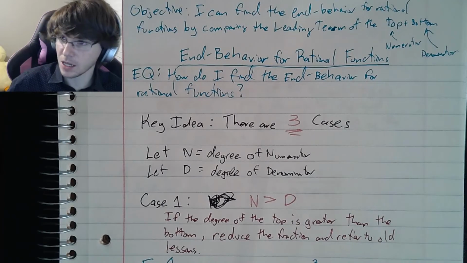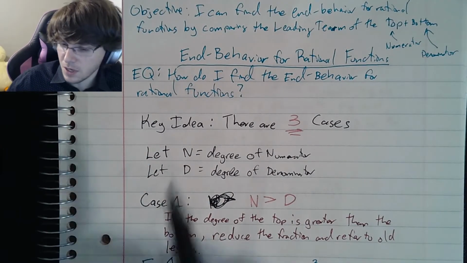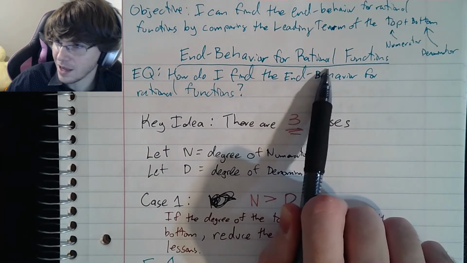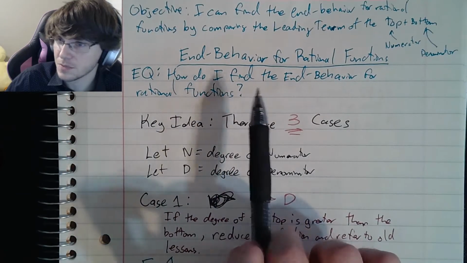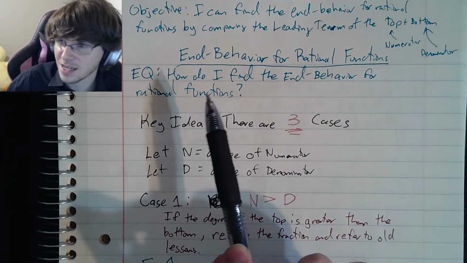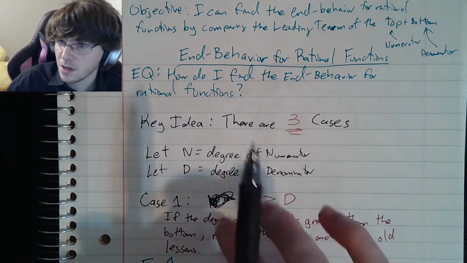All right, so the lesson title is End Behavior for Rational Functions. So end behavior for rational functions. That's "rational." Sorry for the terrible spelling, handwriting. The essential question here is, how do I find the end behavior for rational functions?